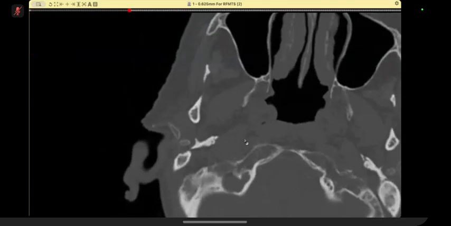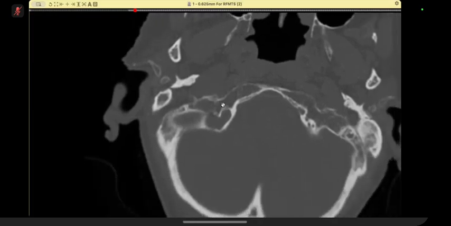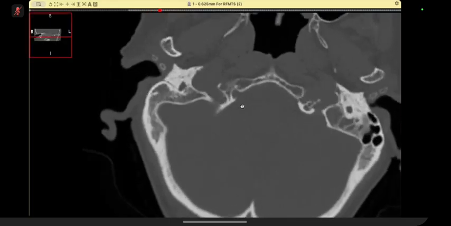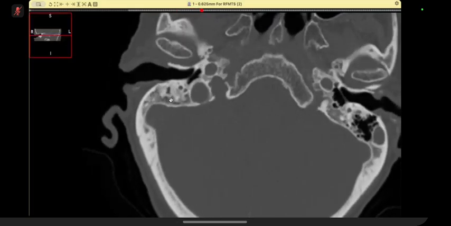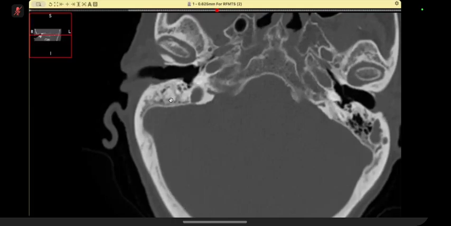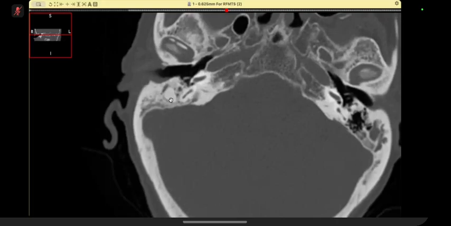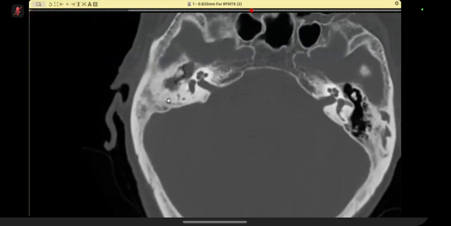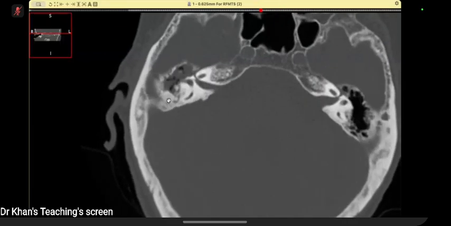Okay, sir. I'm provided with the cone view HRCT of the temporal bone. Okay, sir, I'm scrolling, and I can appreciate that there is a loss of aeration in the right-sided mastoid air cells, along with destruction of the mastoid air cells. And then as I scroll down, there is opacification of the middle ear cavity, and the ossicles are not clearly visualized.